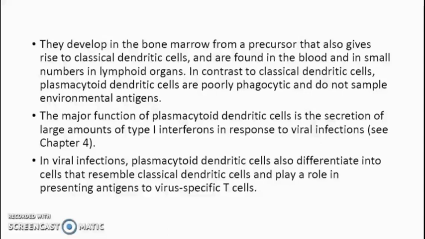In contrast to classical dendritic cells, plasmacytoid dendritic cells are poorly phagocytic and don't sample environmental antigens. The major function of plasmacytoid dendritic cells is the secretion of large amounts of type 1 interferon in response to viral infection. In viral infection, plasmacytoid dendritic cells also differentiate into cells that resemble classical dendritic cells and play a role in presenting antigens to virus-specific T cells.